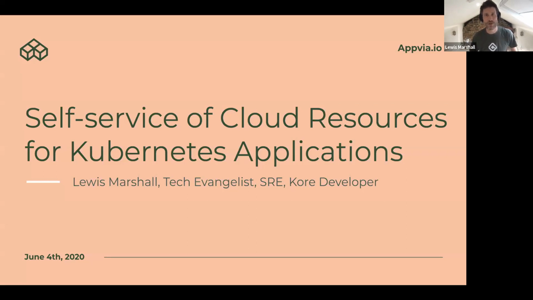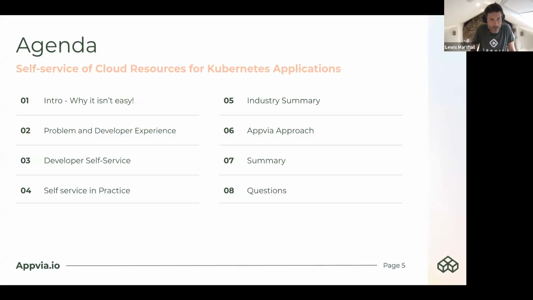So without further ado, self-service of cloud resources for Kubernetes applications. Today I want to cover why this isn't really that easy, a bit about the problem domain and how developers find this. What would self-service look like, and what does it really look like in practice? A bit of a summary of the products in the industry with regards to Kubernetes and self-serving cloud resources as dependencies of applications, and a little bit about the Appvia approach and the product that we have and how that's addressing cloud resources. And a bit of a summary on what our findings are, and hopefully some questions.